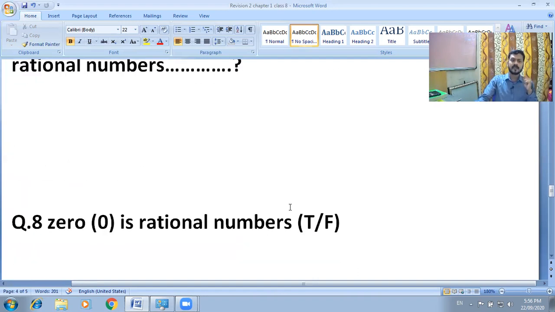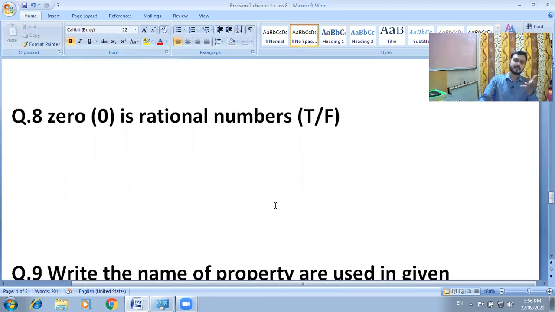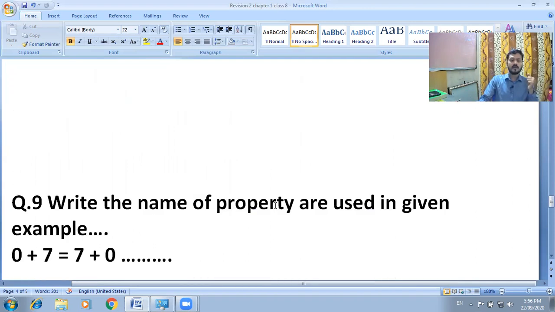Next, question number 8: 0 is a rational number. True or false? Someone said false, someone said true, but how? Okay, jump to question number 9.